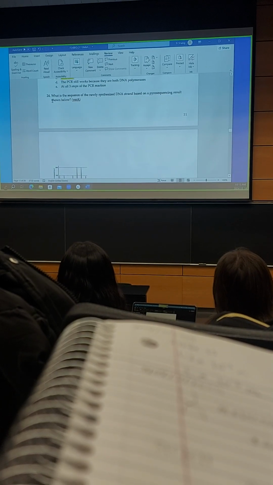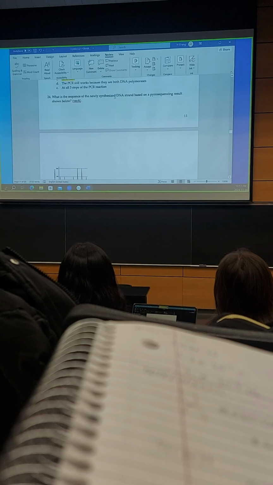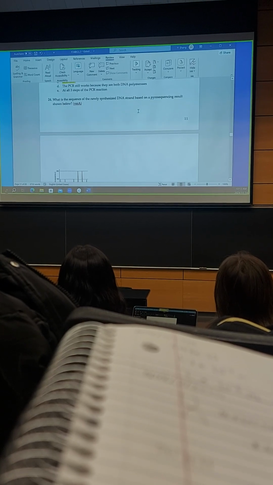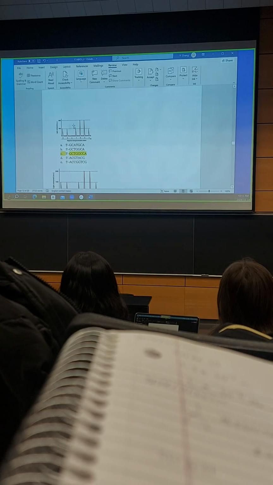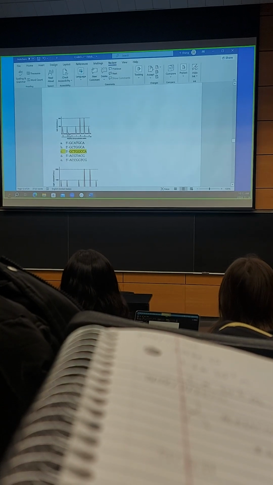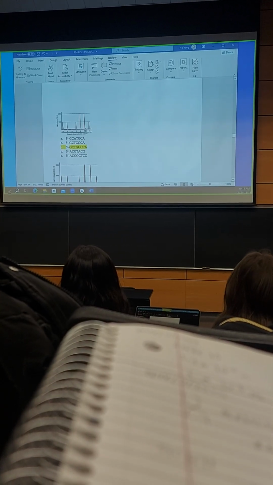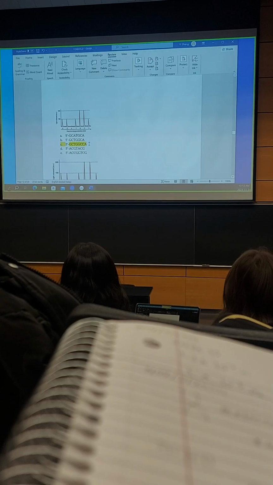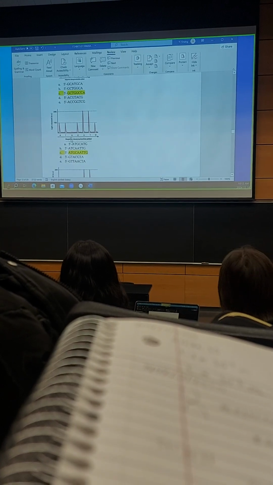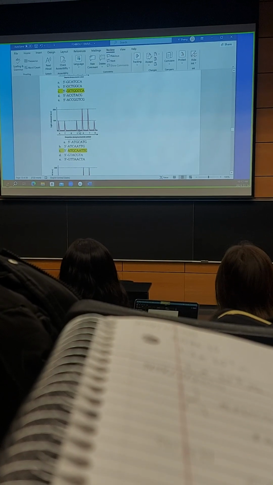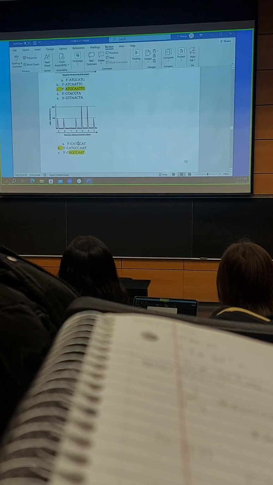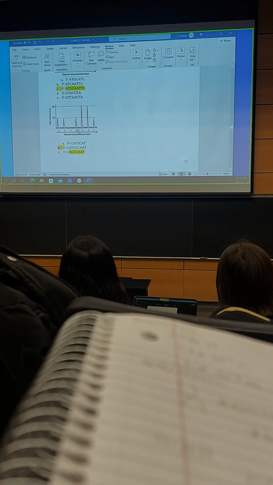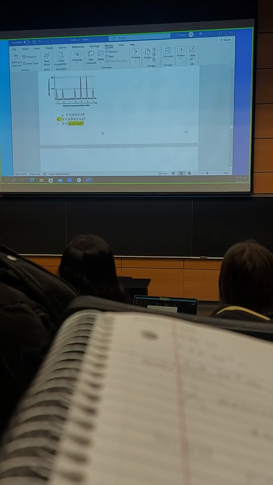The final question: what is the sequence of newly synthesized DNA based on pyrosequencing results shown below? For version A, it's GCTGGAA or GGCCA. For version B, it will be ATCAATTG. And for version C, it will be CAGCCAAT. Okay?